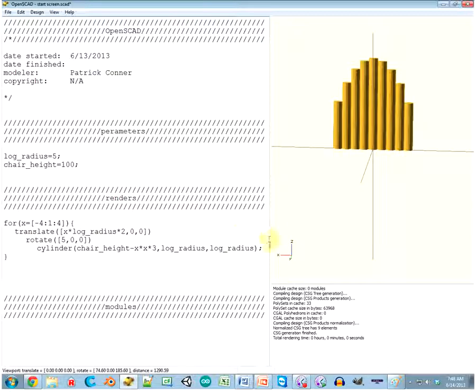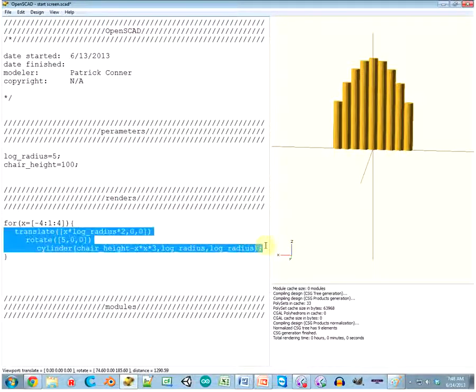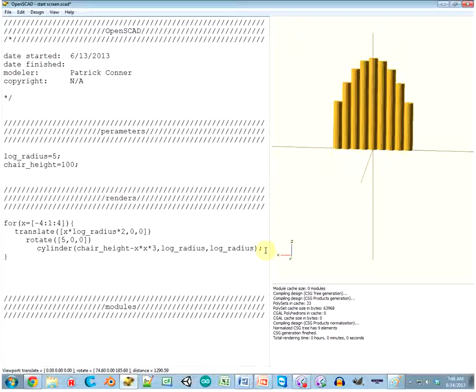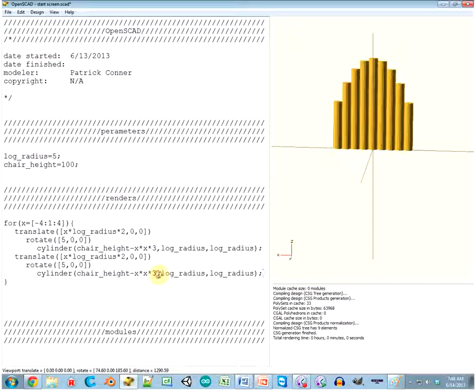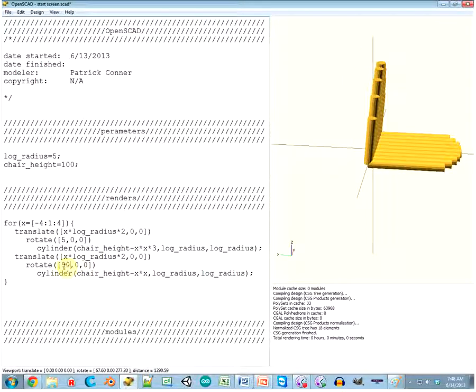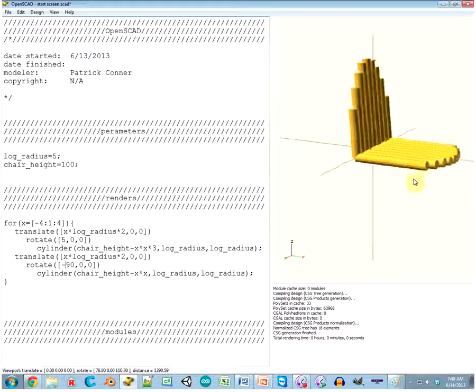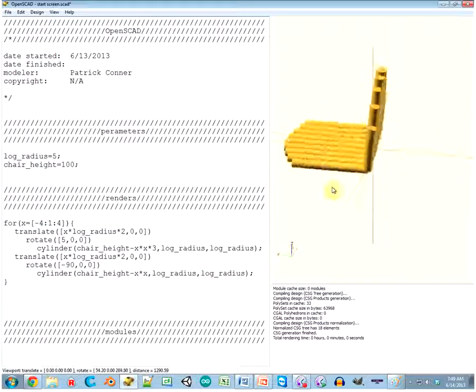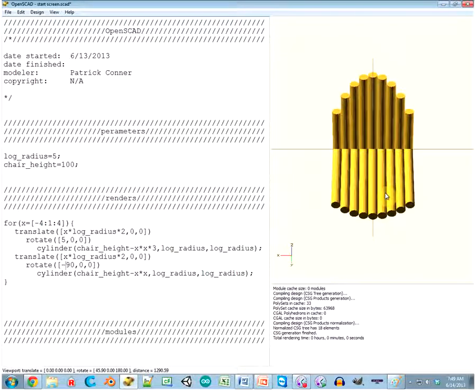And then we're going to need another one of these. Just copy and paste this pretty much. Control V. We don't need the x3 down here. And we need that to be 90. And that should be it, right? Oh, backwards. -90. Aha. Hey, look. We have close to a chair.